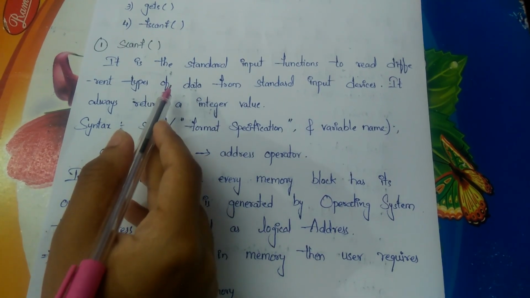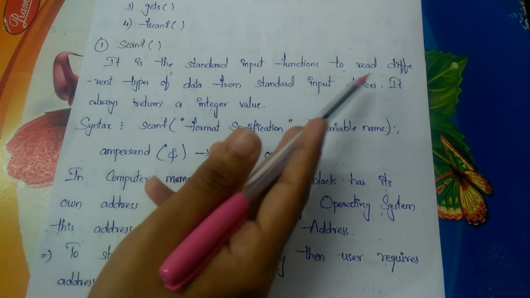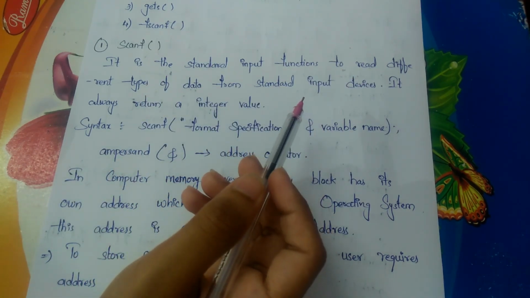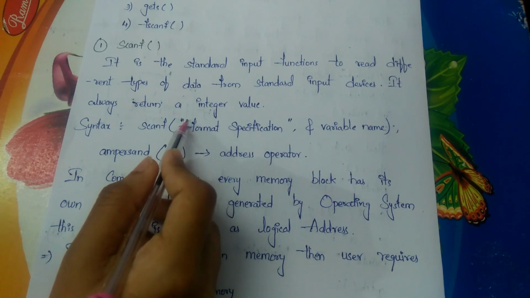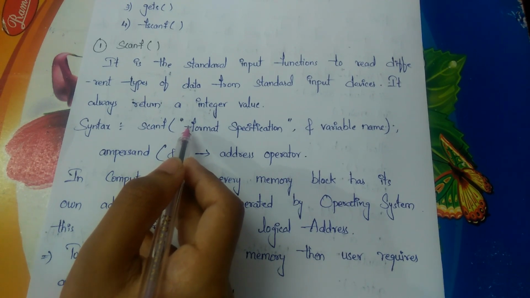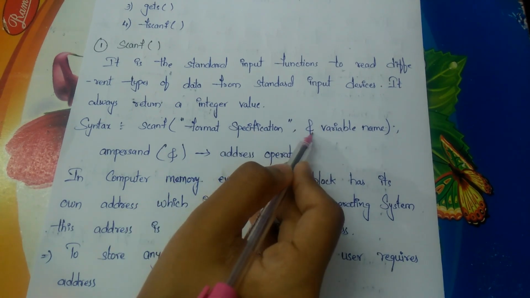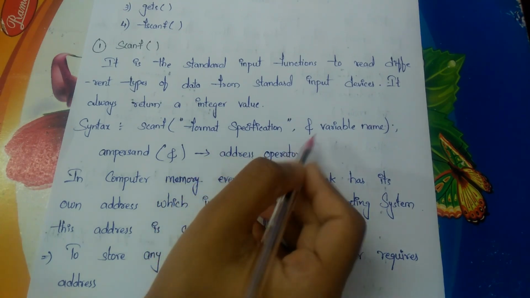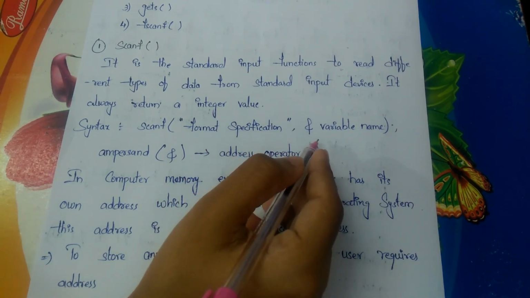So we use printf to get output on the screen. scanf we use to read different types of data from input devices, like the keyboard. For that the syntax is scanf, and within the double quotes the format specification. We don't mention any string here, no control string. We just mention the format specification, then a comma, then the address of the variable name. So this is an ampersand, which is the address operator, followed by the variable name and ended with a semicolon. So this is the syntax of scanf.